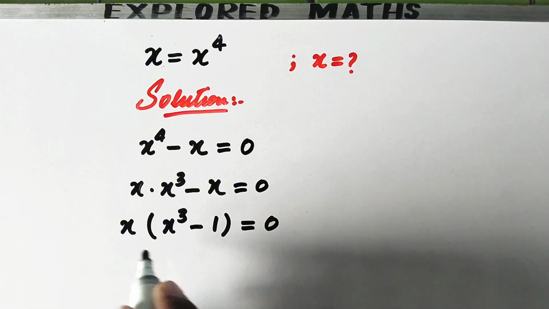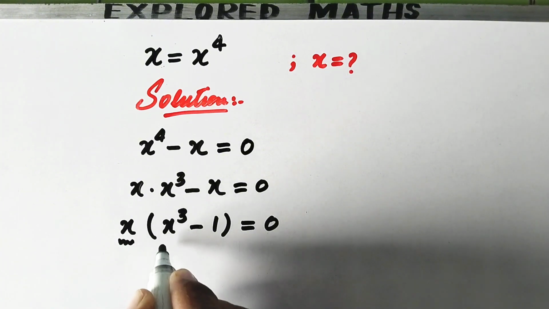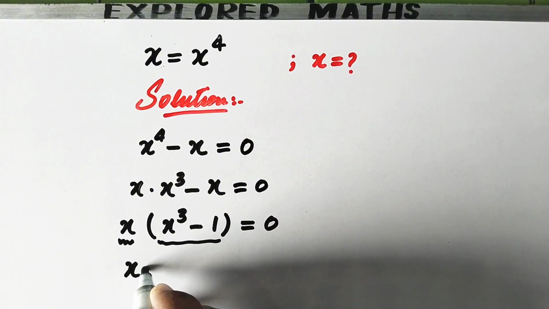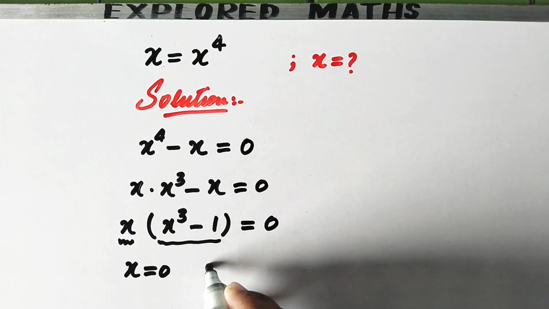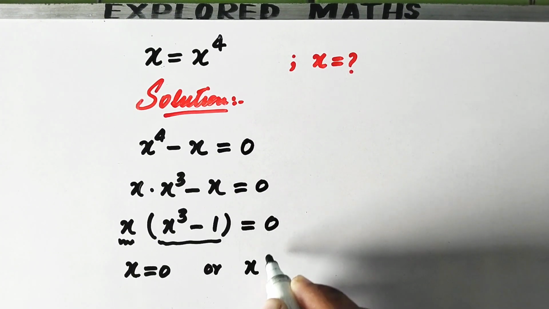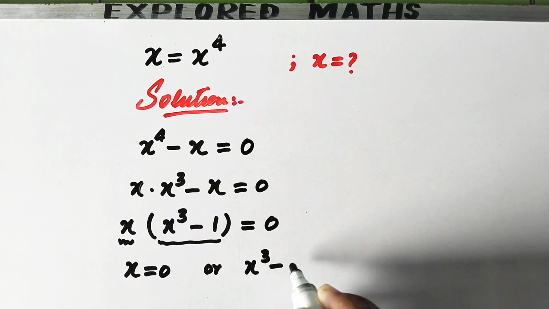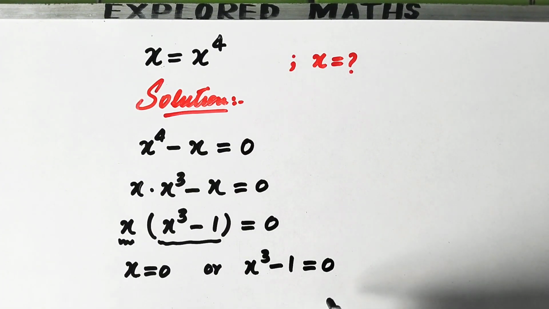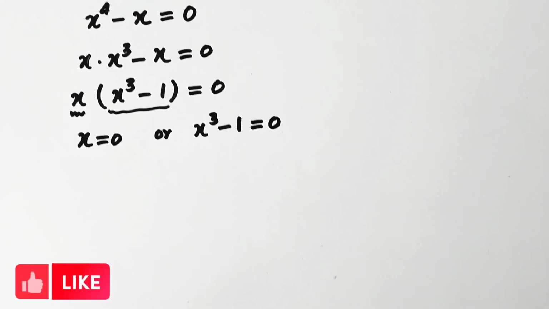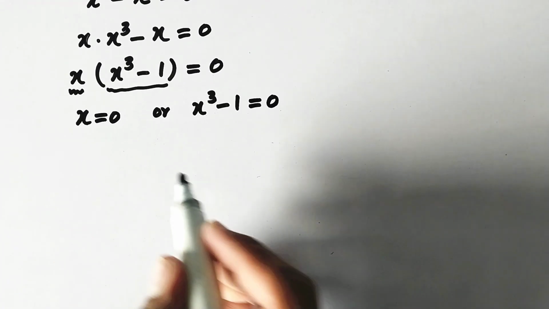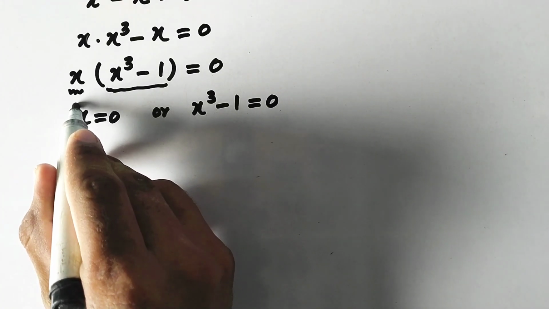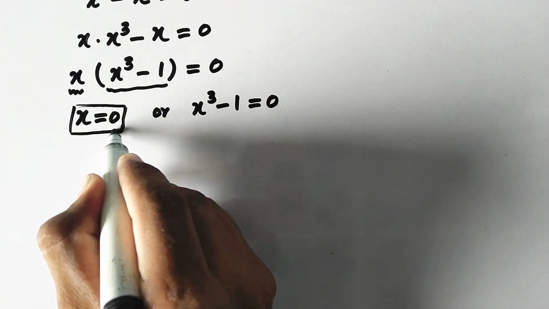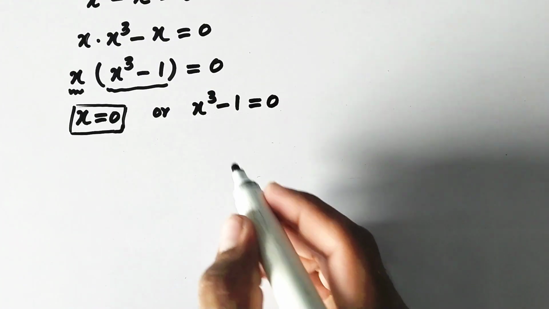And now here we can see that there are two factors that are equal to 0. So here is x equal to 0 or x cube minus 1 equal to 0. So here we have gotten one root of x, that is 0. Now let us solve this side.